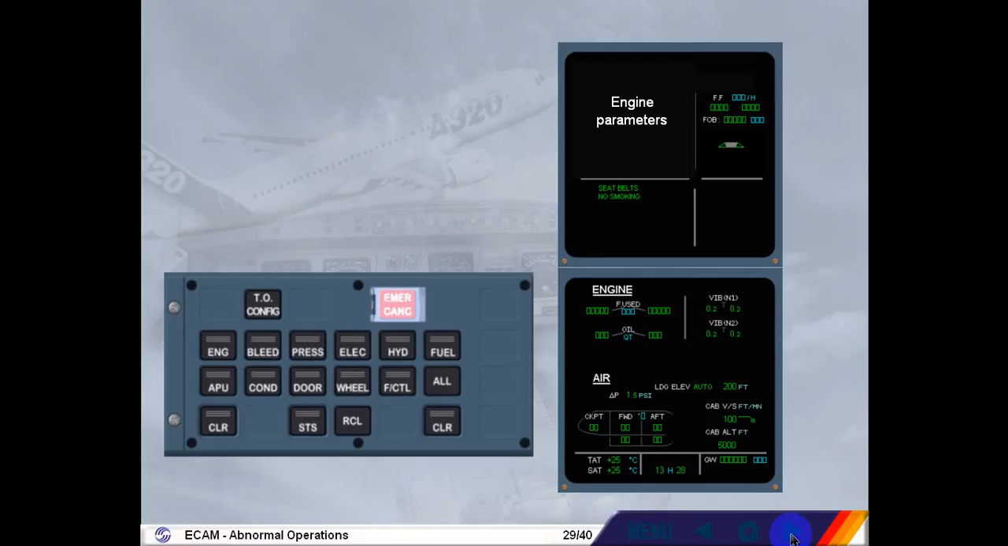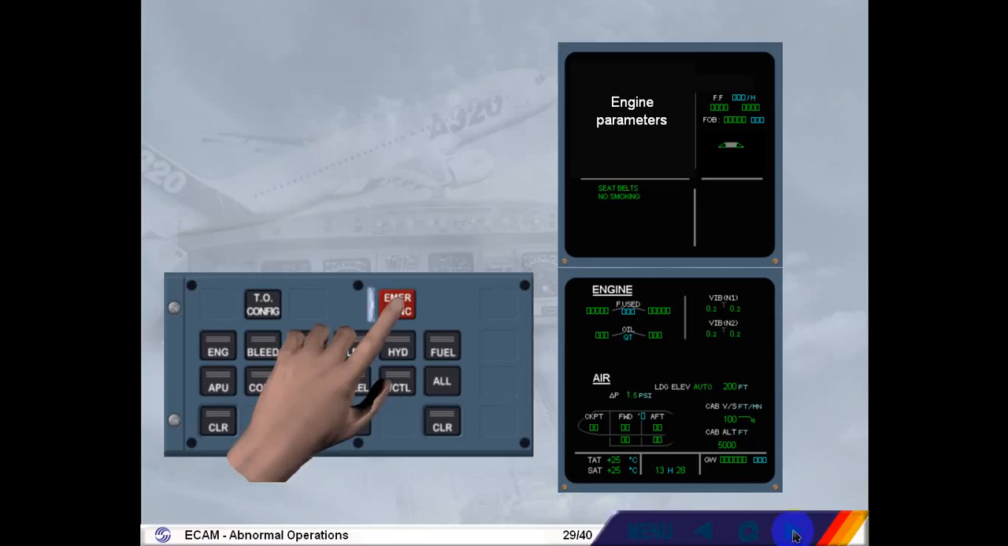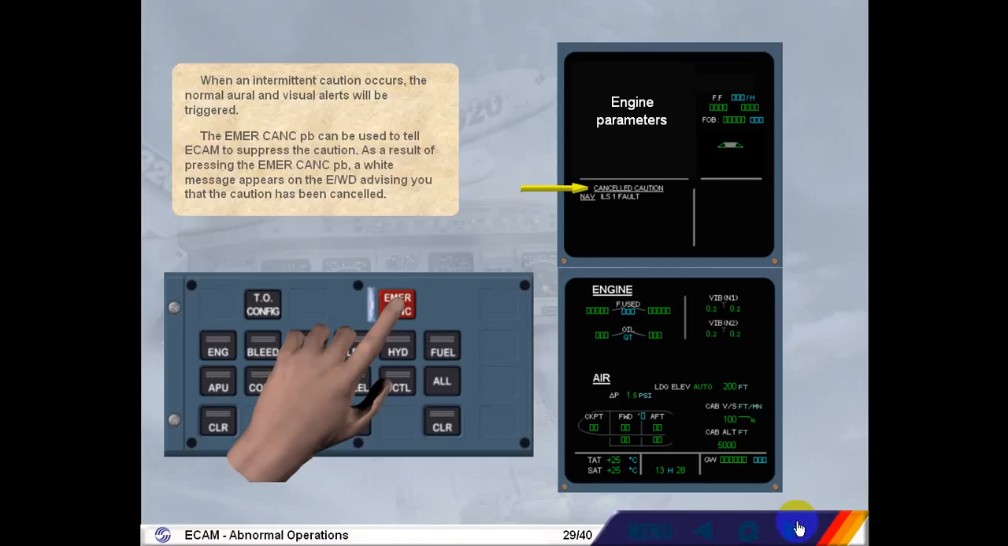When an intermittent caution occurs, the normal oral and visual alerts will be triggered. The emergency cancel push button can be used to tell ECAM to suppress the caution. As a result of pressing the emergency cancel push button, a white message appears on the engine warning display advising you that the caution has been cancelled.